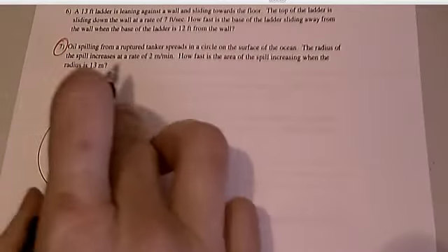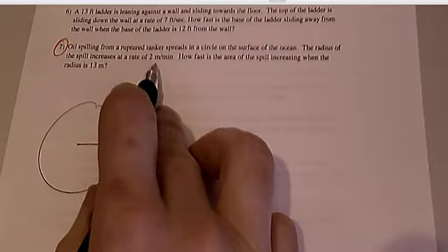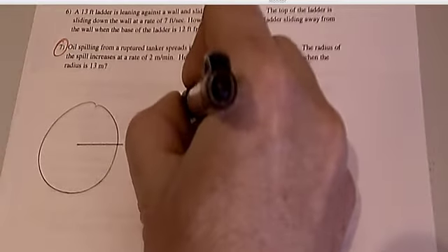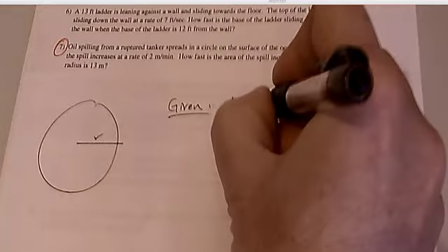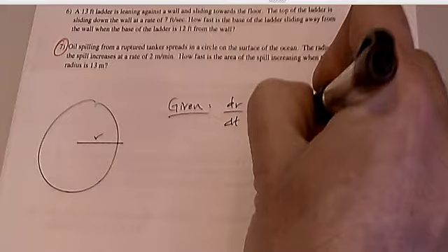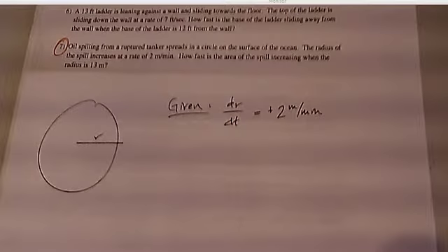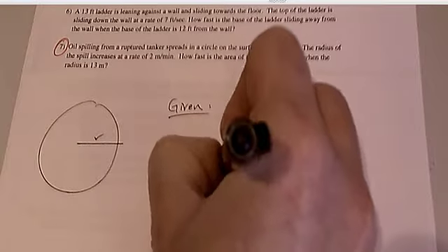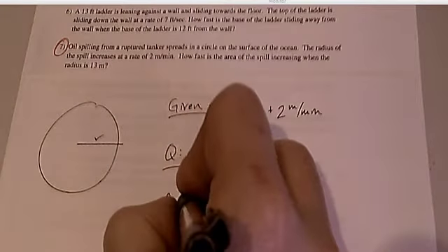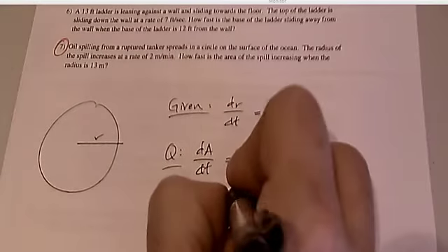I know that it's going to be increasing. So the radius of the spill increases at a rate of 2 meters per minute. That's part of your given. That is dr dt is equal to +2 meters per minute. Now, it says how fast is the area increasing? So that's asking for dA dt when, and here comes your conditional information, when r is equal to 13 meters.